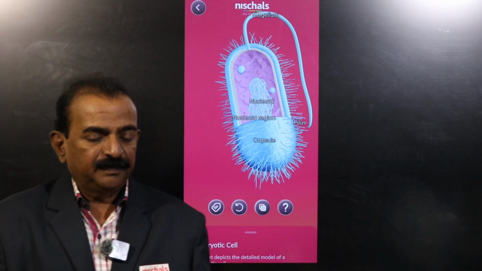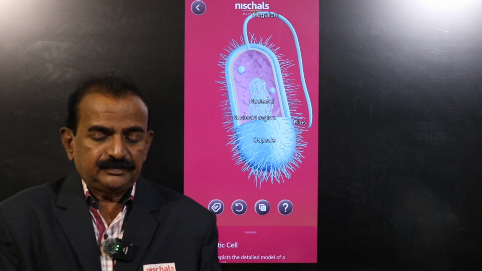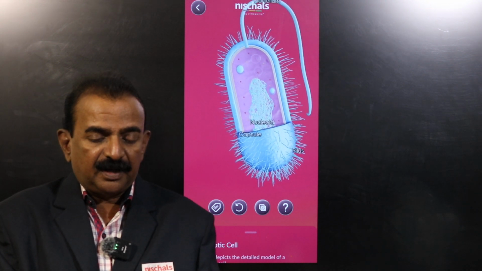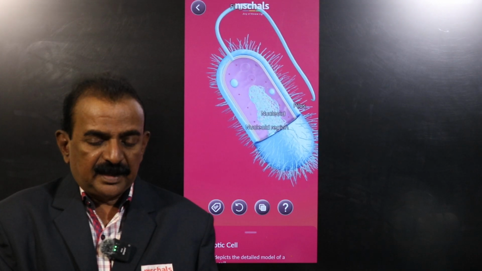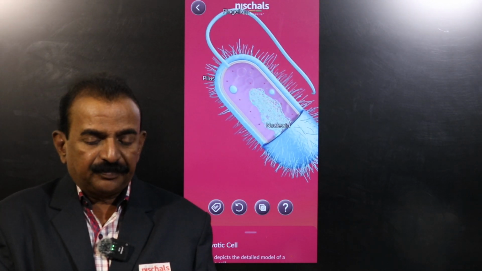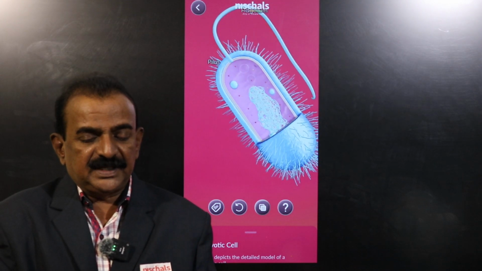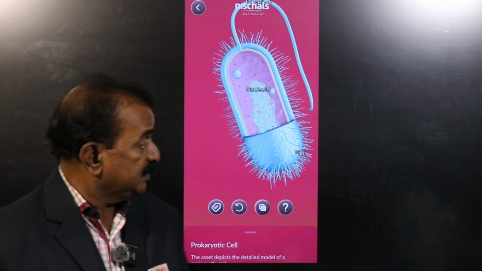So children, on the interactive flat panel, you are observing the prokaryotic cell, the capsule, the nucleoid, and also the flagellum. So these are the parts which we observe in a prokaryotic cell.